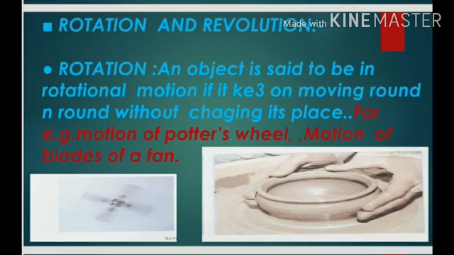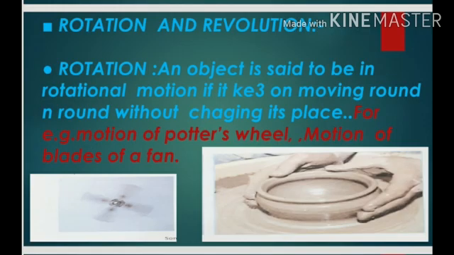Now let's recapitulate the appropriate definition of rotational motion. An object is said to be in rotational motion if it keeps on moving round and round without changing its place. For example, motion of a potter's wheel and of the blades of a moving fan.